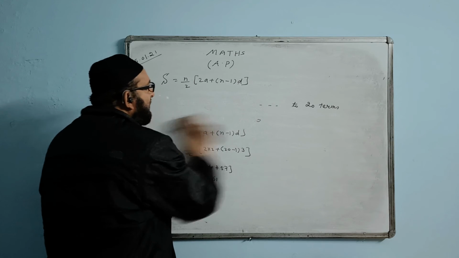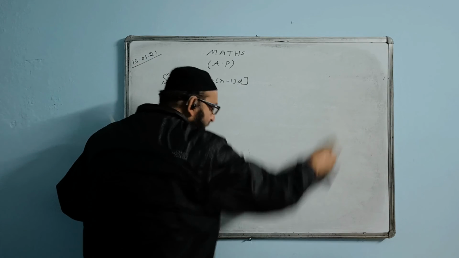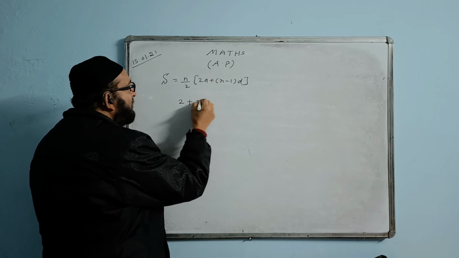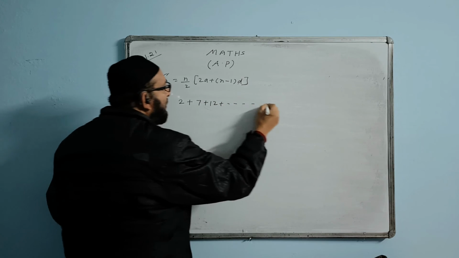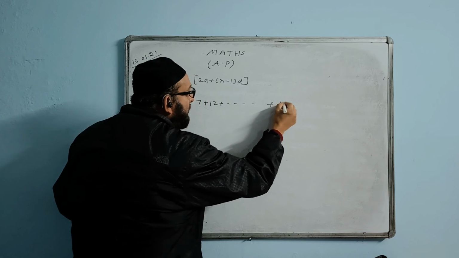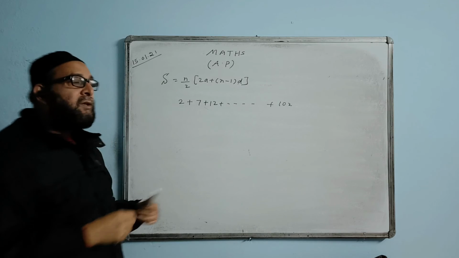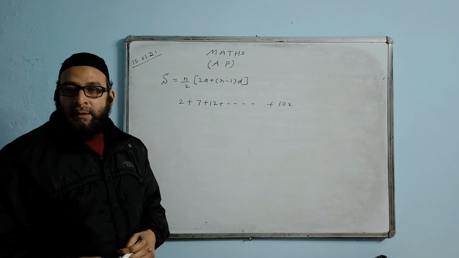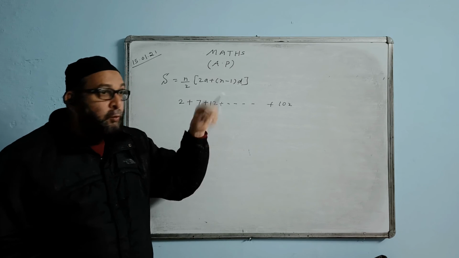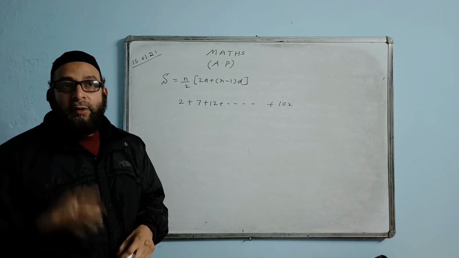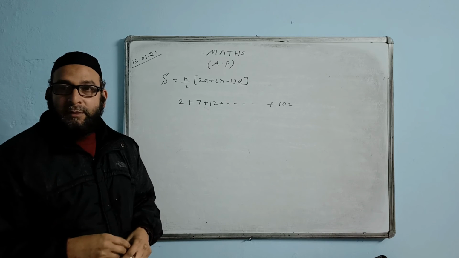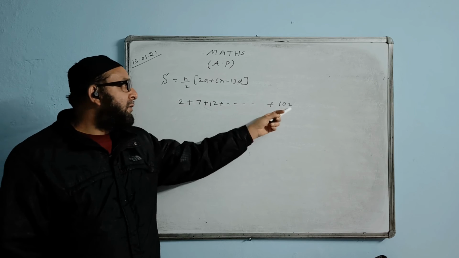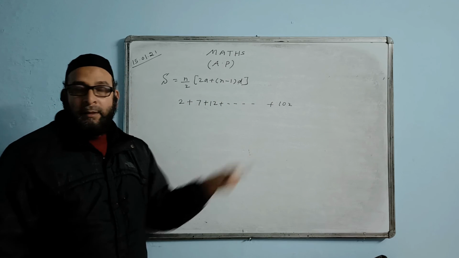Okay, now suppose they say like this: find the sum of the series, and they give the series like this: 2 plus 7 plus 12 plus dot dot plus 102. They are not saying up to how many terms there are between them. That is not mentioned. They have given plus 102. They are not saying 20 terms or 22 terms. First we will find the total numbers coming between 2 and 102. How many numbers are coming?